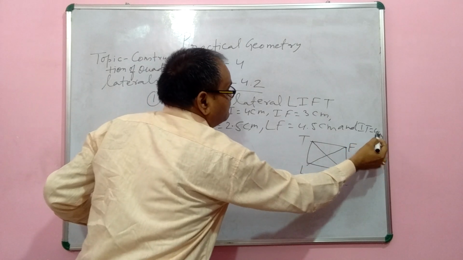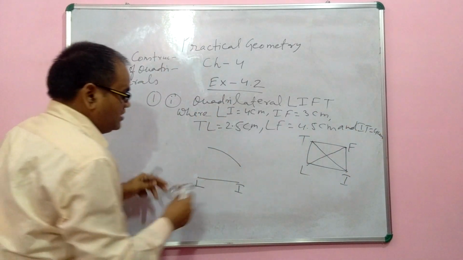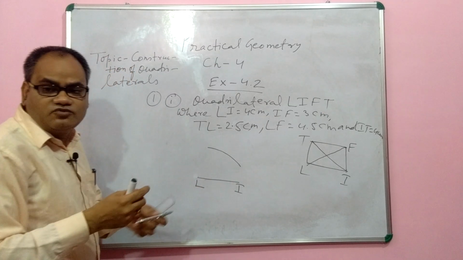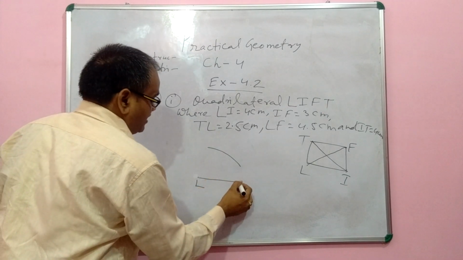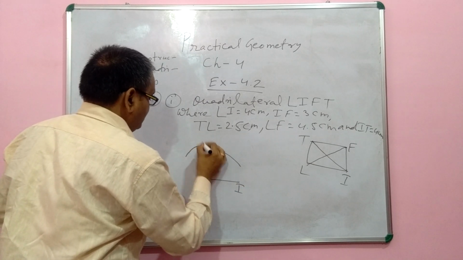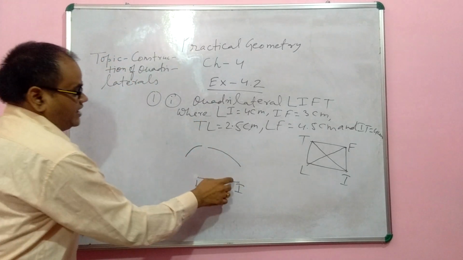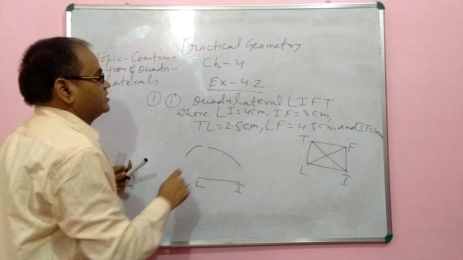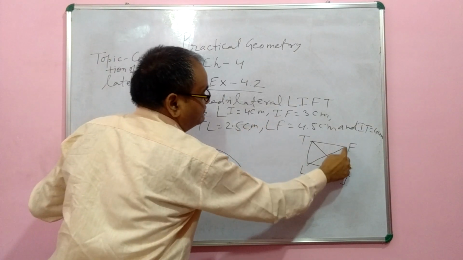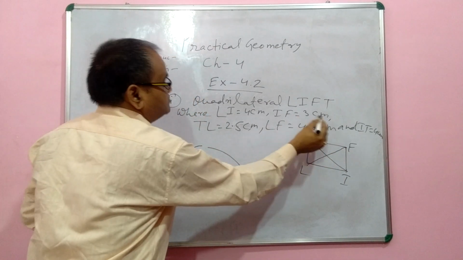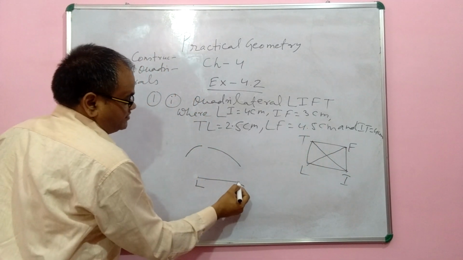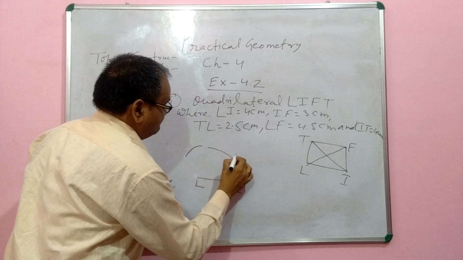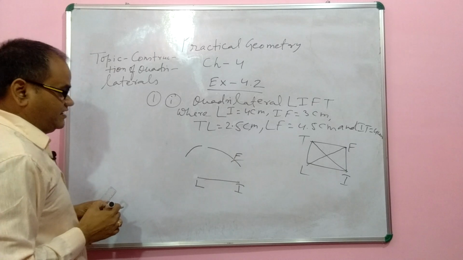And next, IT. What is the length of IT? 4 centimeter. Now you have to keep your compass at I and draw an arc of 4 centimeter for IT. Here IT, here LF. Okay. Now next, look here. What is this? IF. IF equal to how much? 3 centimeter. Now you keep your compass at I and cut it. This is F. You have got IF.